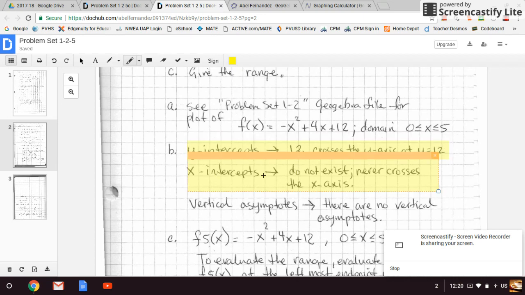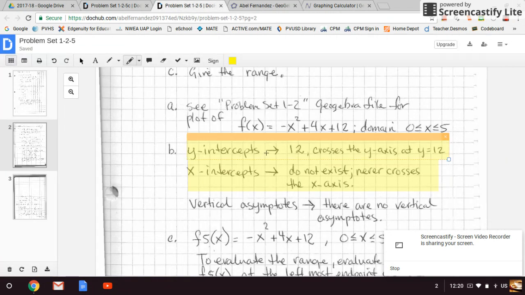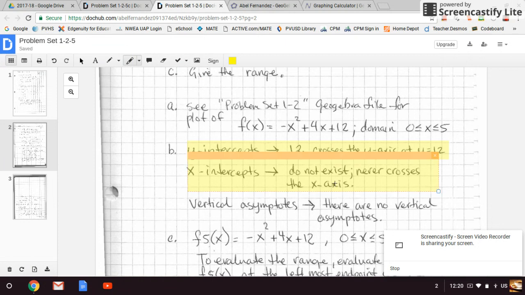What about the x-intercepts? Well, let's look. Because we restricted our domain to 0 to 5, this function does not cross the x-axis. Nowhere does it cross the x-axis. Its endpoint is way up here. So the x-intercepts do not exist. The function never crosses the x-axis.